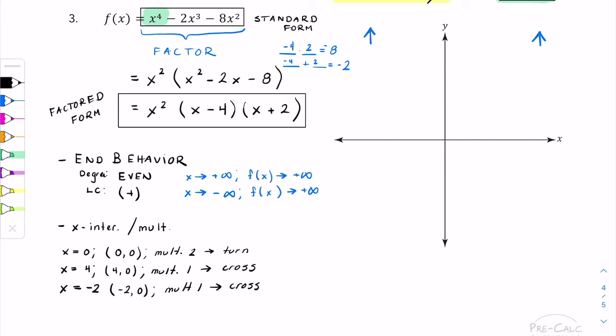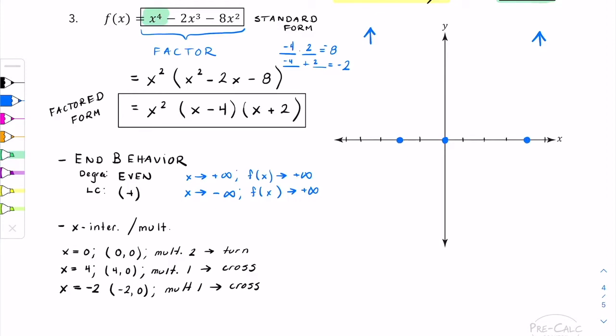If I come over here to the graph, I know I have to make room on my x-axis to fit up to the point 4, 0. So I'm just going to sketch a couple tick marks, going up by increments of 1. I can plot a point at 0, 0. I can plot a point at 4, 0. And a point at negative 2, 0.